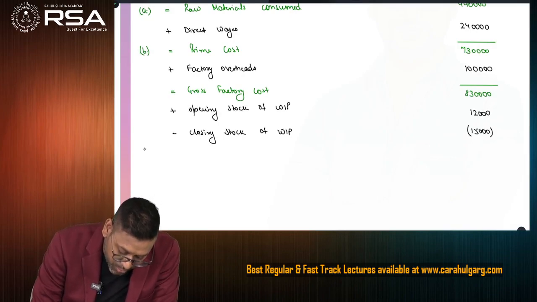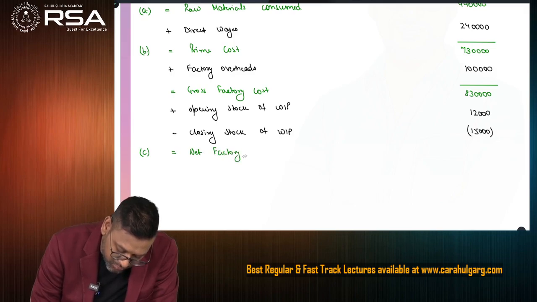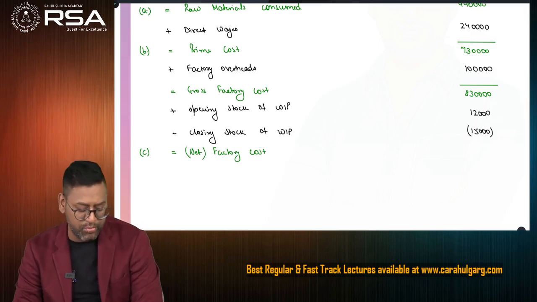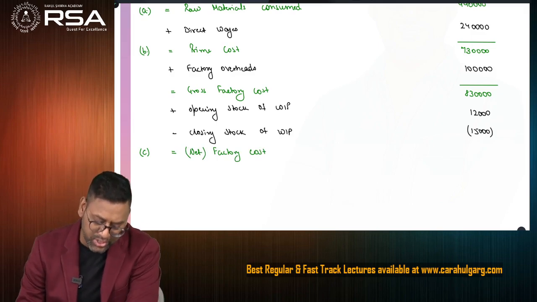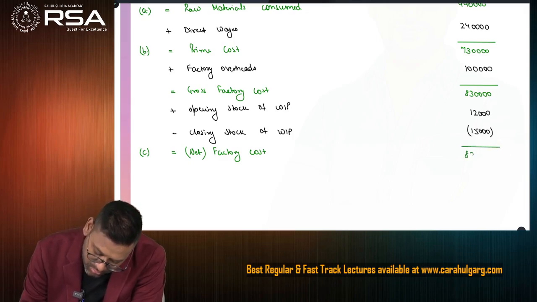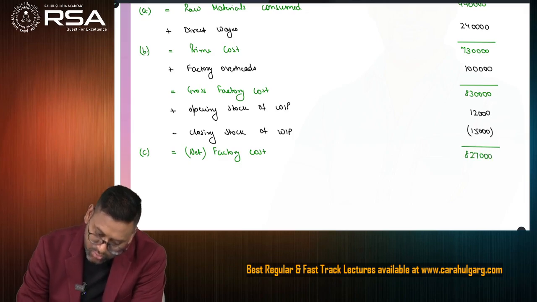So this is our point number C, net factory cost. As the question has not asked for the word net, we may put the net in brackets to show that it is the factory cost as asked by the question. So 830 plus 12 minus 15 gives us 8,27,000.